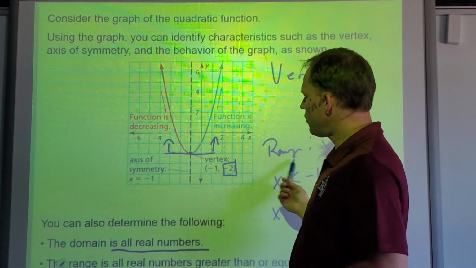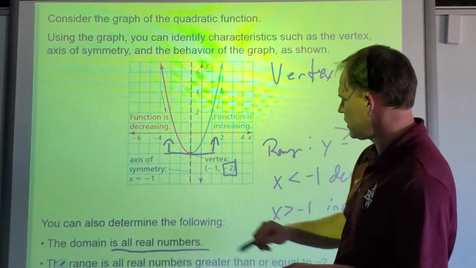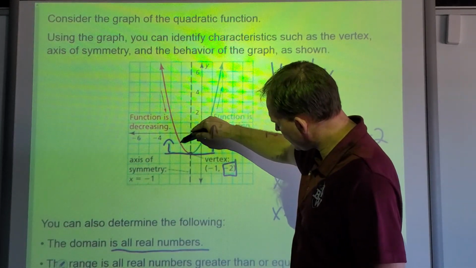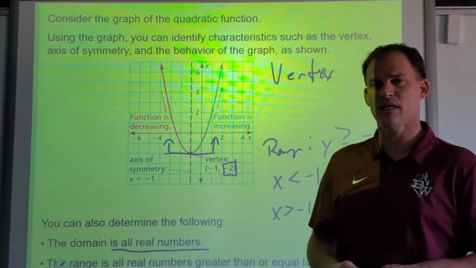From here, this way. Right at -1, it's not doing anything. It's right there. It's flat. It's just a single point here. So it's decreasing up to -1 and increasing when you get past -1.